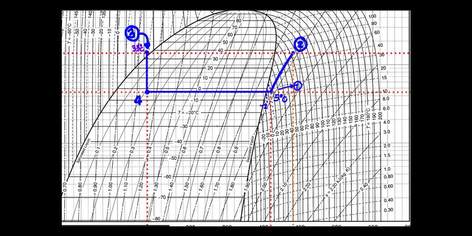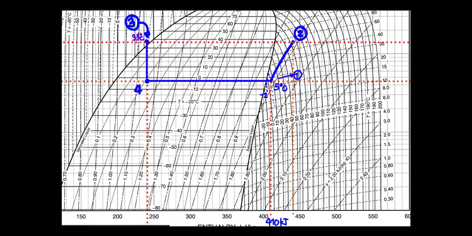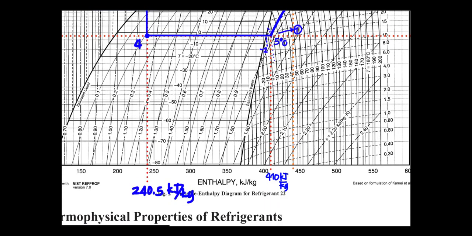Now I draw the line from our suction pressure of our compressor from point 1 to point 2, so connecting the point 1 to point 2, compressing the gas at constant entropy. So we have here the intersection of the pressure and the temperature. Okay, now we have the values for the enthalpy at point 3. So this is equivalent to 440 for our enthalpy.